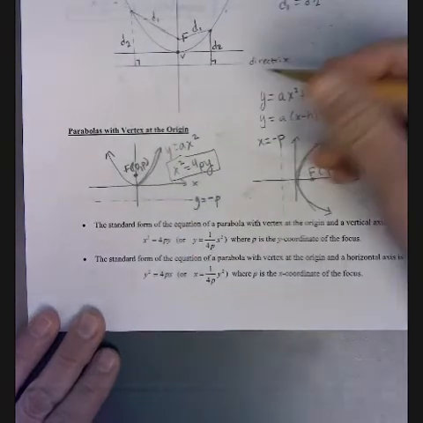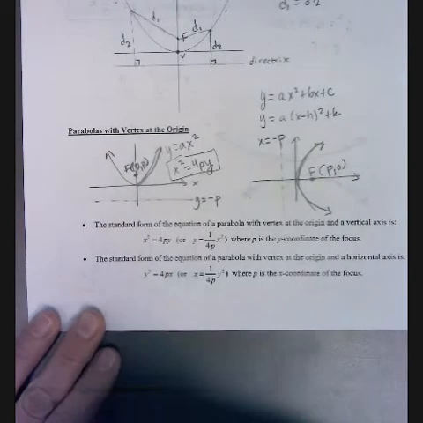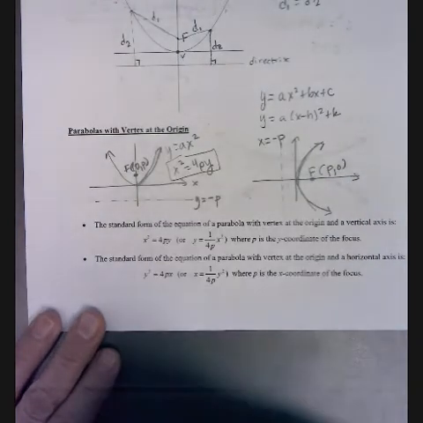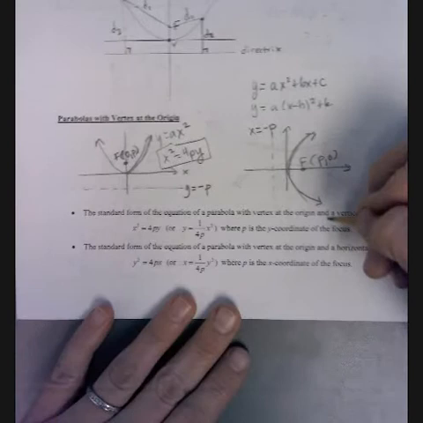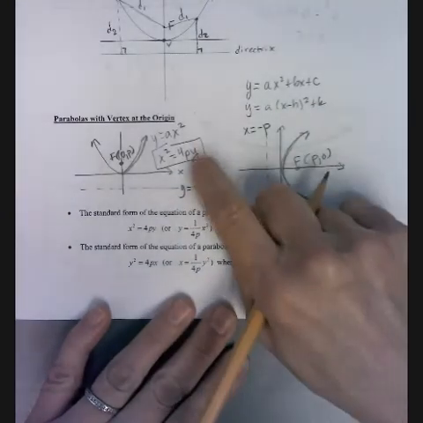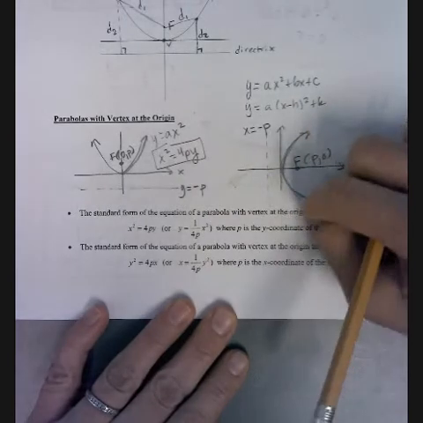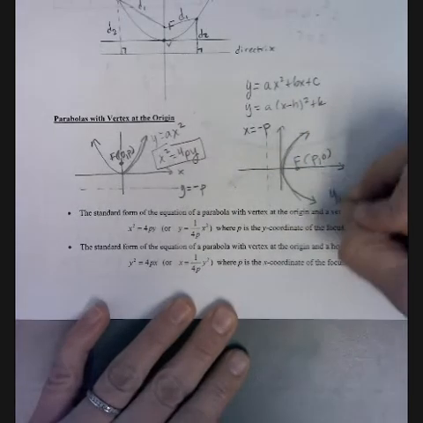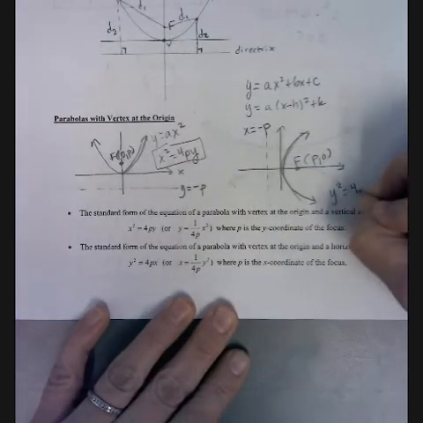So we're not worried about this treatment right now. We're doing the conic section formula. Okay, so when we talk about standard form, we're talking about this form. If the parabola opens side to side, then the form is y squared equals 4px.